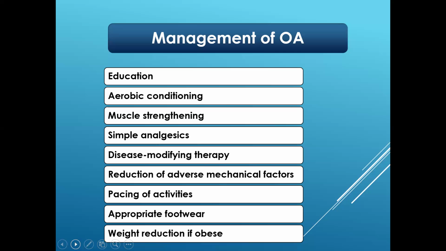Then appropriate footwear. Wearing shoes designed to provide proper support, cushioning, and alignment to reduce the risk of musculoskeletal problems is ideal. And then lastly, weight reduction. If the person is obese, it is important to encourage weight loss in order to reduce the excess weight, because this might contribute to exacerbation of this OA as the patient's weight is increasing.